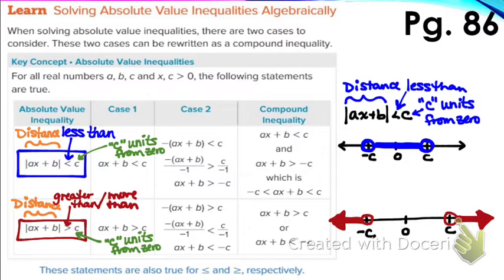All right. This is AX plus B is greater than C. My distance is more than C units away from 0.